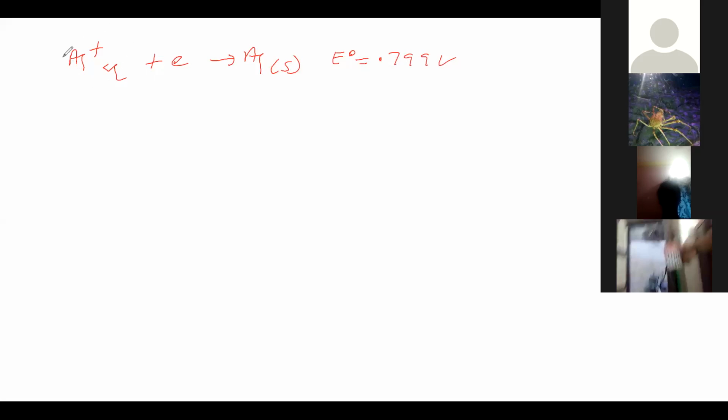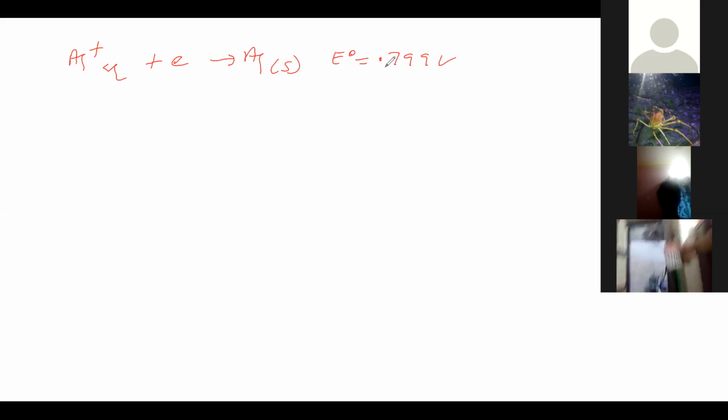Where does this Ag plus aqueous come from? That is not said in this equation. So we have to take that this Ag plus comes from a soluble salt, silver nitrate, otherwise they would have mentioned. So this electrode is a silver electrode. In this silver electrode, the metal rod is silver, and the electrolyte is silver nitrate solution. The silver nitrate solution gives Ag plus aqueous. Ag plus aqueous takes an electron and gives Ag. For this E naught is 0.799 volt.